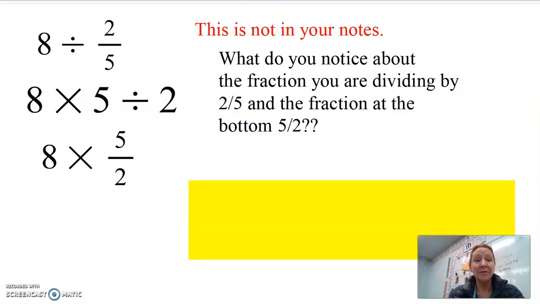Okay, so this is not in your notes. Here's what I want you to notice. I'm giving you another example. If you had 8 and you were trying to figure out how many 2/5 are in 8, you would multiply by 5 and then you would divide by 2. But I'm going to do this. I know there's order of operations and you usually go from left to right, but what if I just say, take the 5 divided by 2 and write it as a fraction? This means 5 divided by 2. And then I can put the 8 over 1, and you remember how to multiply fractions where you multiply across, multiply across.